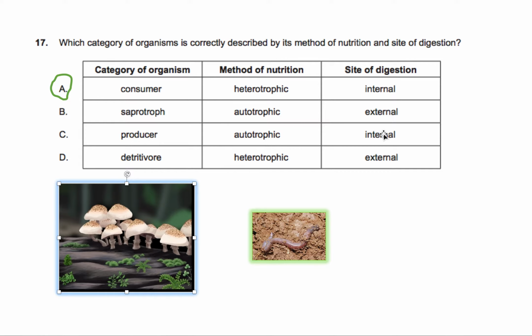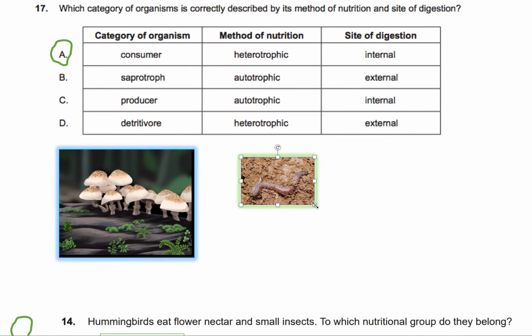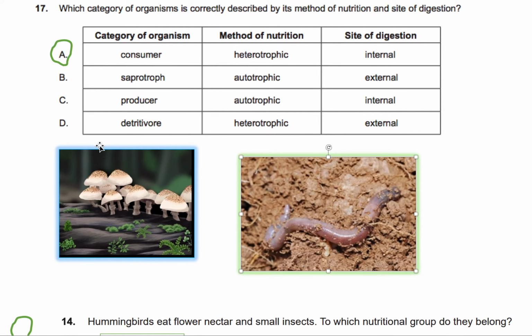Okay, last one here, Tetravore. So a Tetravore is similar to a saprotroph, but they have mouths. So a saprotroph is like a mushroom, doesn't have a mouth. It breaks down dead things.